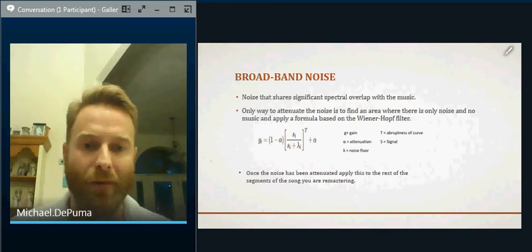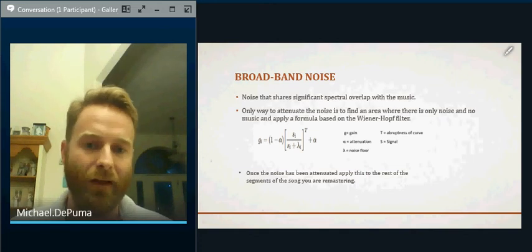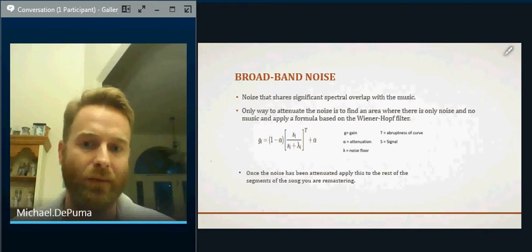And when you match it with that area in the signal where there is only noise and no music, then you adjust the filter to attenuate the noise completely away. And then you take this filter that you've created and you apply it to the following segments one by one until you've covered the entire signal that you want to filter. And once the noise has been attenuated, then you're done.